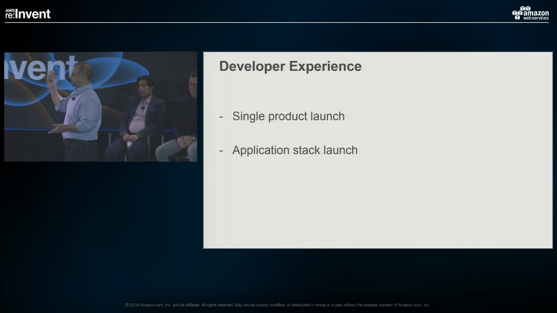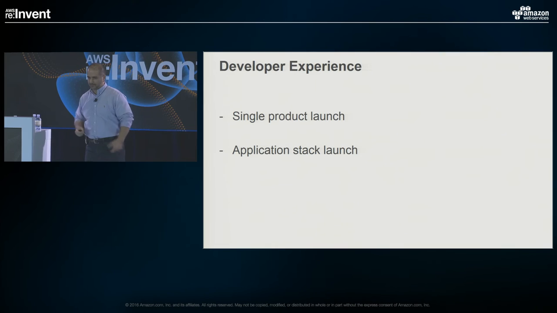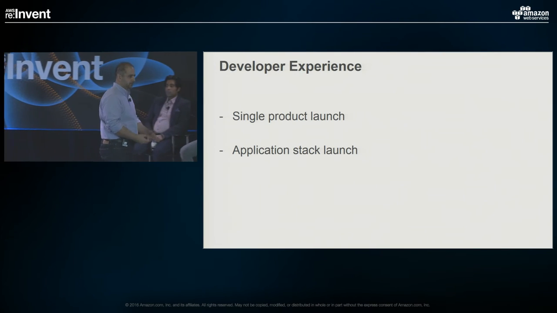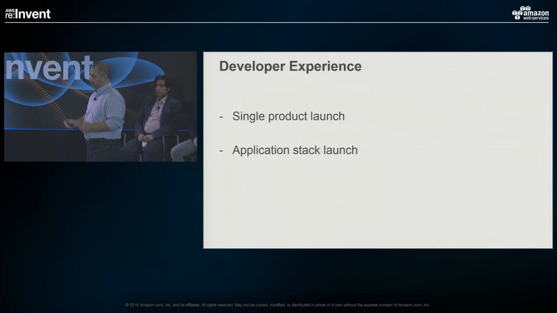So I look at it as two things, right? There's a single product launch, which we talked about, like a web server, an app server. I want to test something out. So think of this as your innovation use case. I want to innovate something. I want to create a new product. How do I do that? Well, I just launch something. I can launch it easily, and from there, I'm good, right?